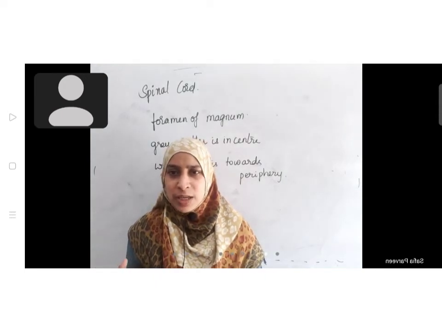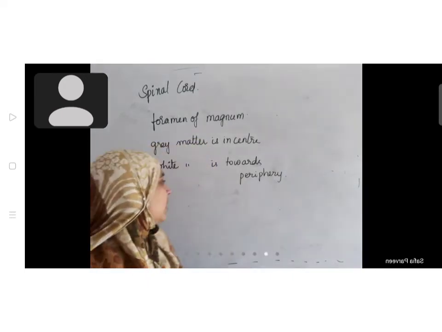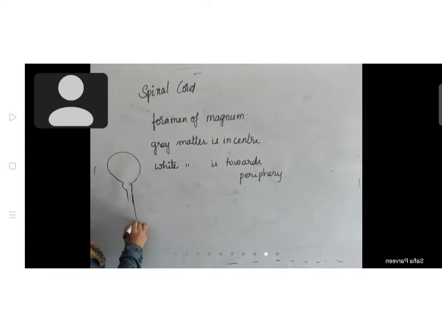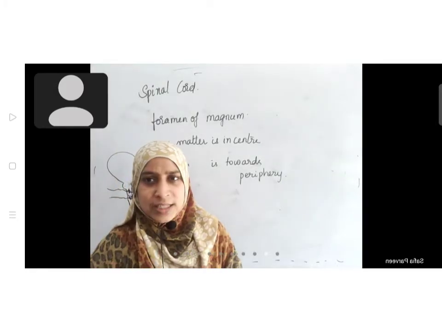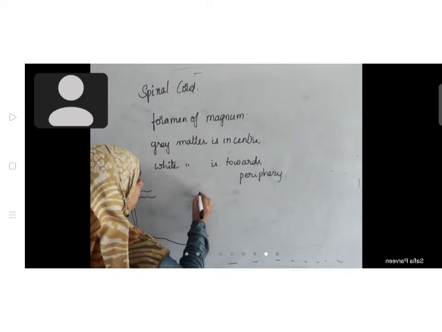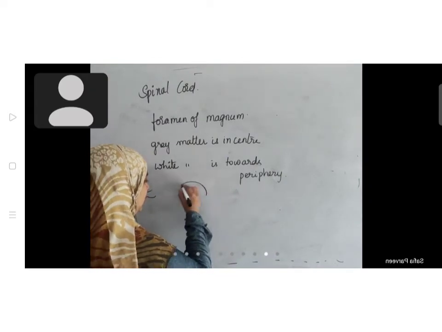Right. But in the case of the spinal cord, this is the brain region, so the spinal cord starts like this. Here the cell body is present. Here neurons will come. Here the cell body is present. Here neurons will come. So that means the cell body is towards the center. That's why gray matter is towards the center. If you observe the structure of a spinal cord, it's like this.